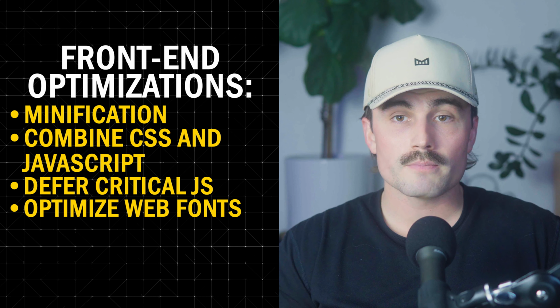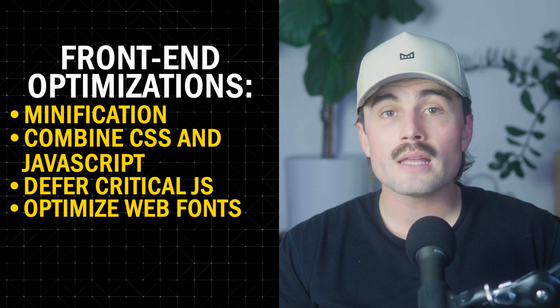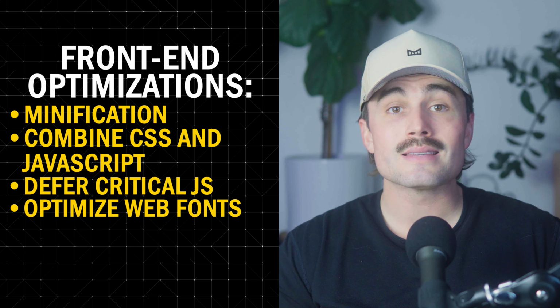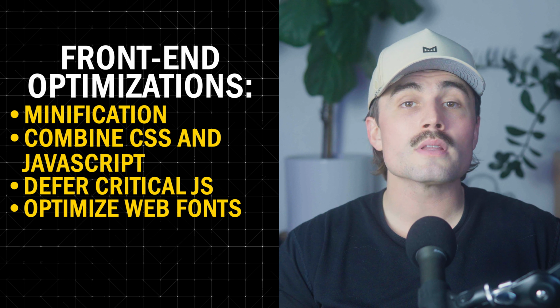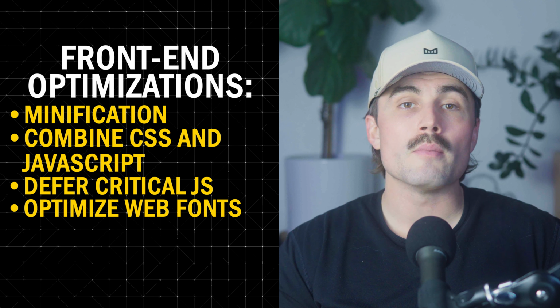Optimize web fonts. Fonts can slow down your site. SiteGround Optimizer has a web fonts optimization option. When enabled, it preloads Google Fonts and sets up efficient connections. If you use custom fonts, consider hosting them locally and preloading them manually.